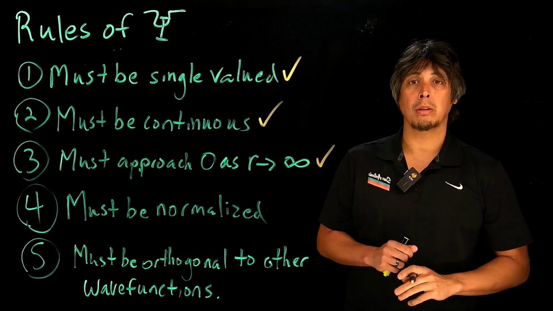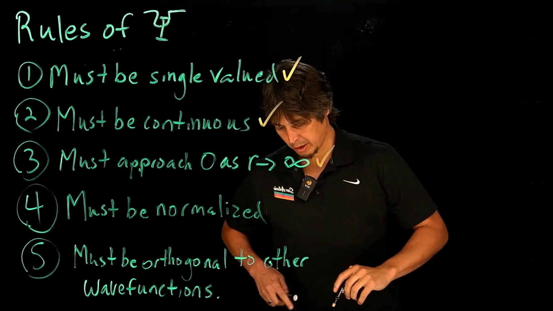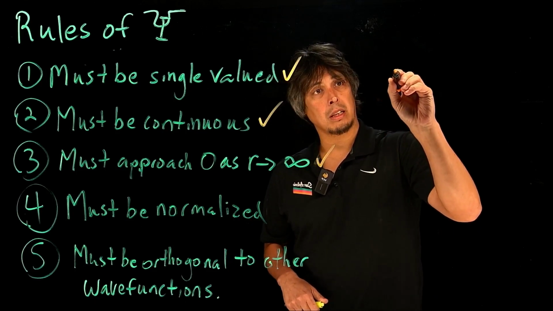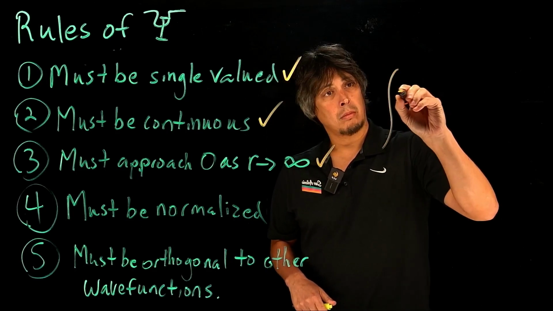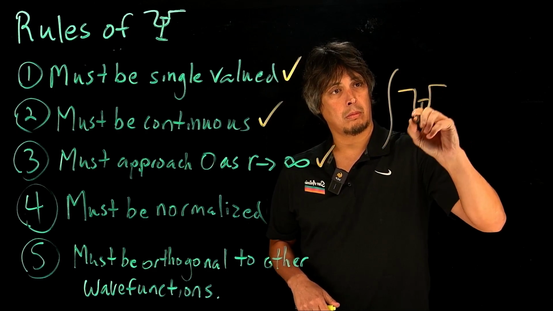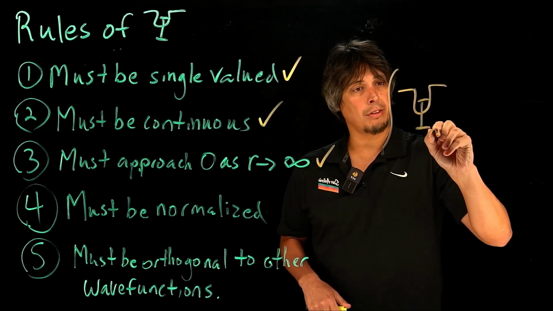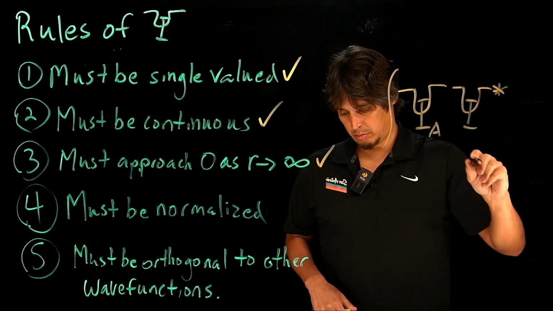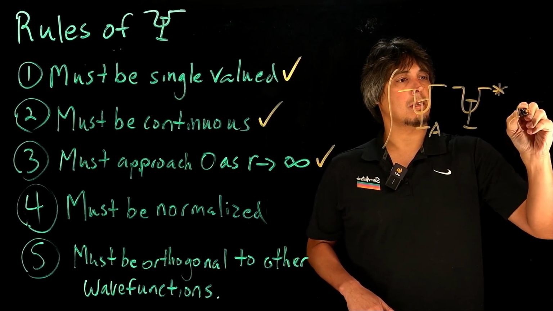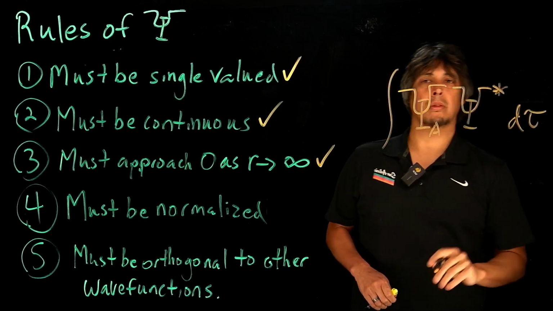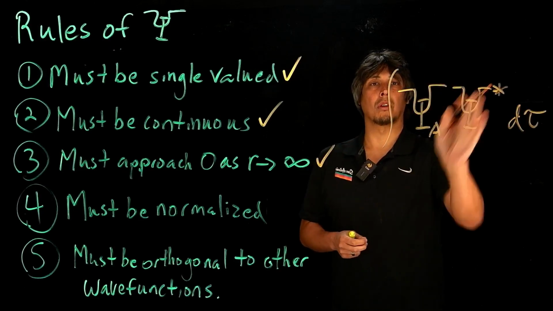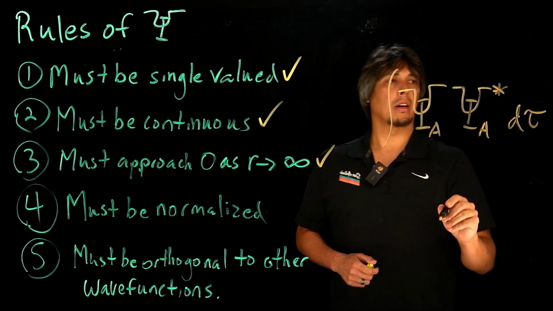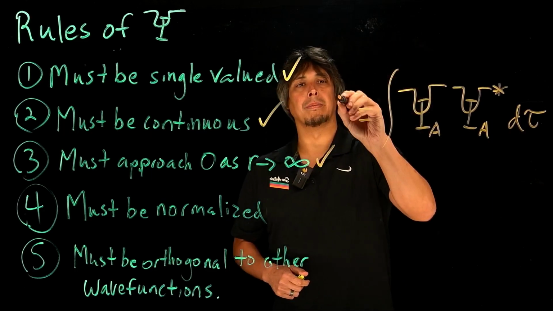All right. So number 4, the wave function must be normalized. Okay. So in this case, what this means is that the integral of any wave function and its conjugate over all space, where dτ tells us this is over all space, okay, this has to be equal to 1.